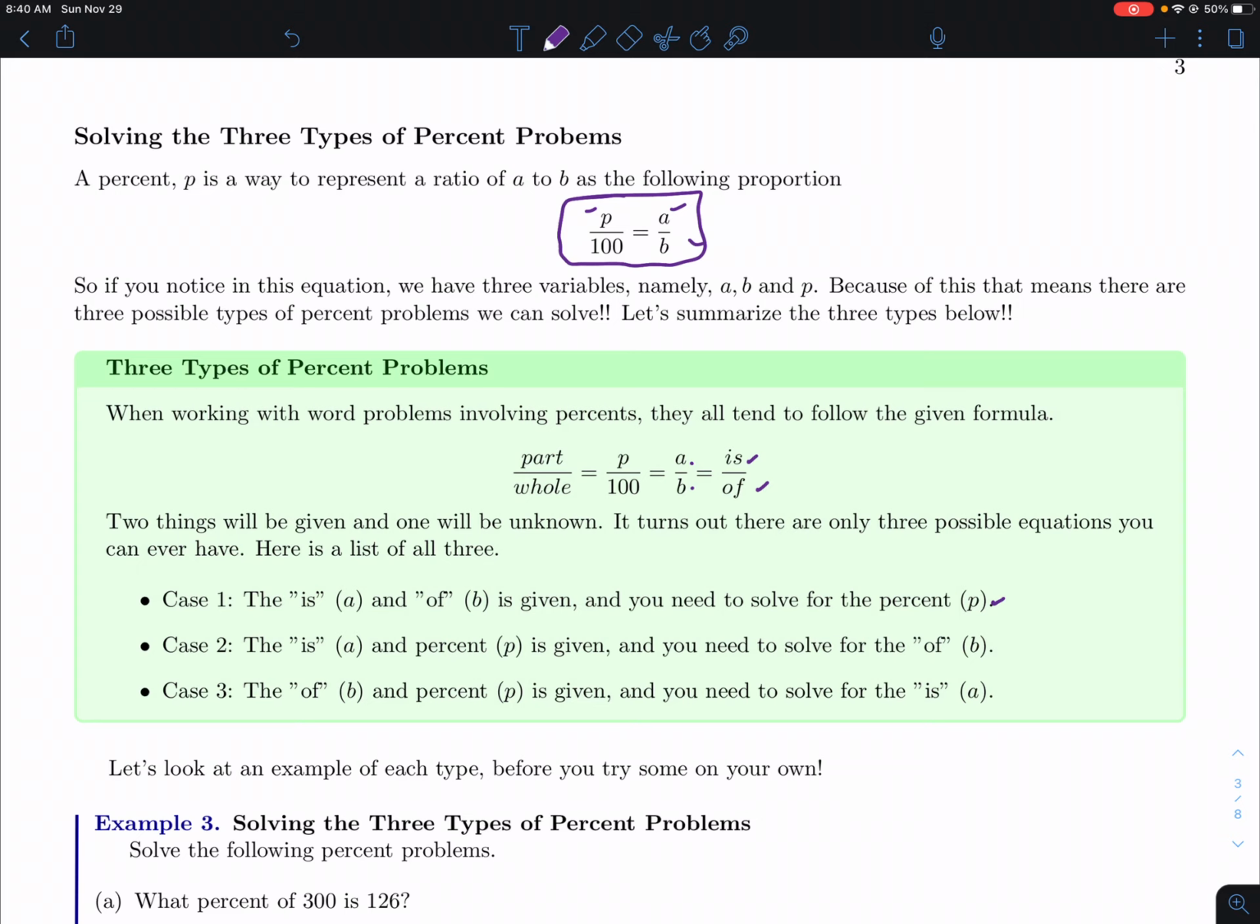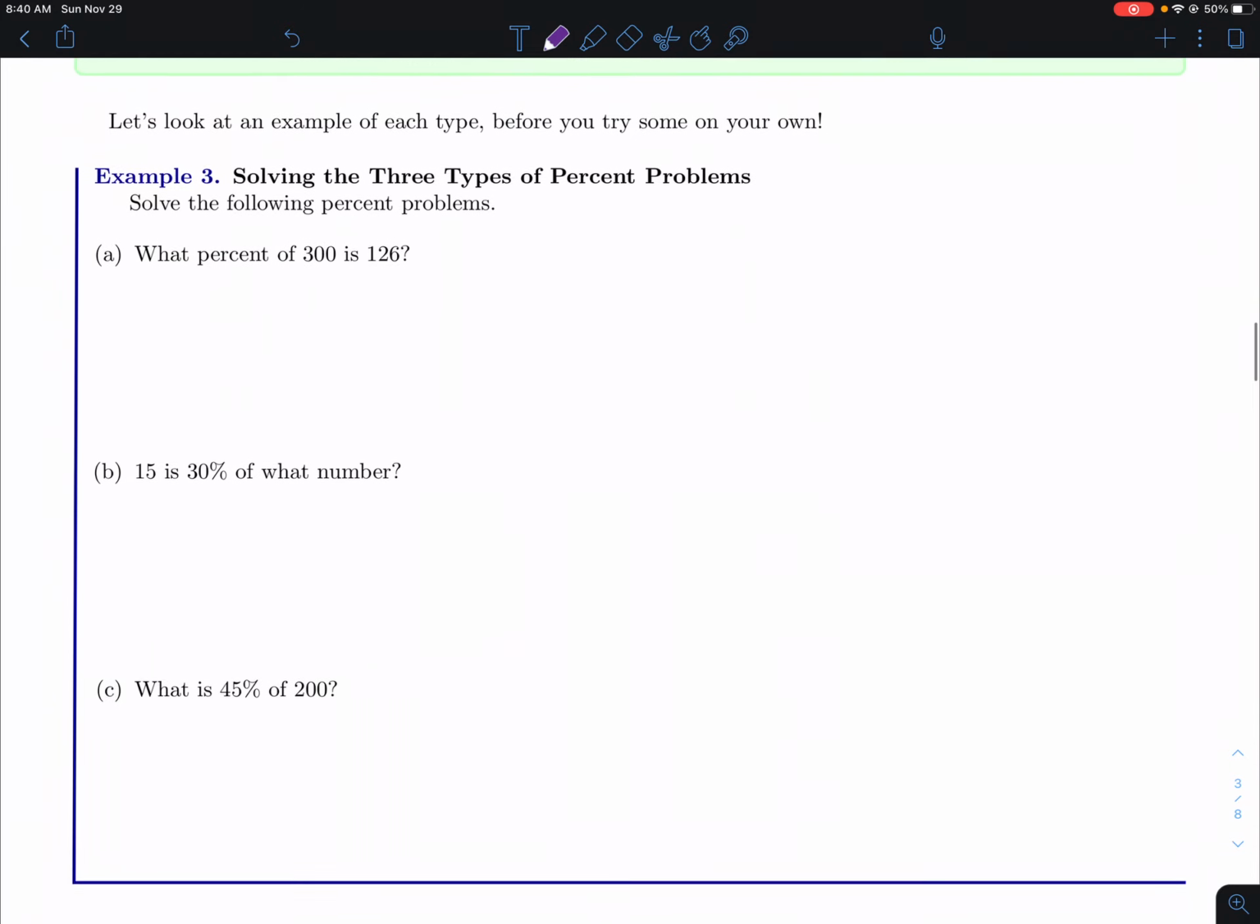So case two is the A and the P are known, and we need to solve for B. And then finally, the of and the percent are known, and we need to solve for A. So again, there's kind of one of each type here. So let's look at these and break them all down.